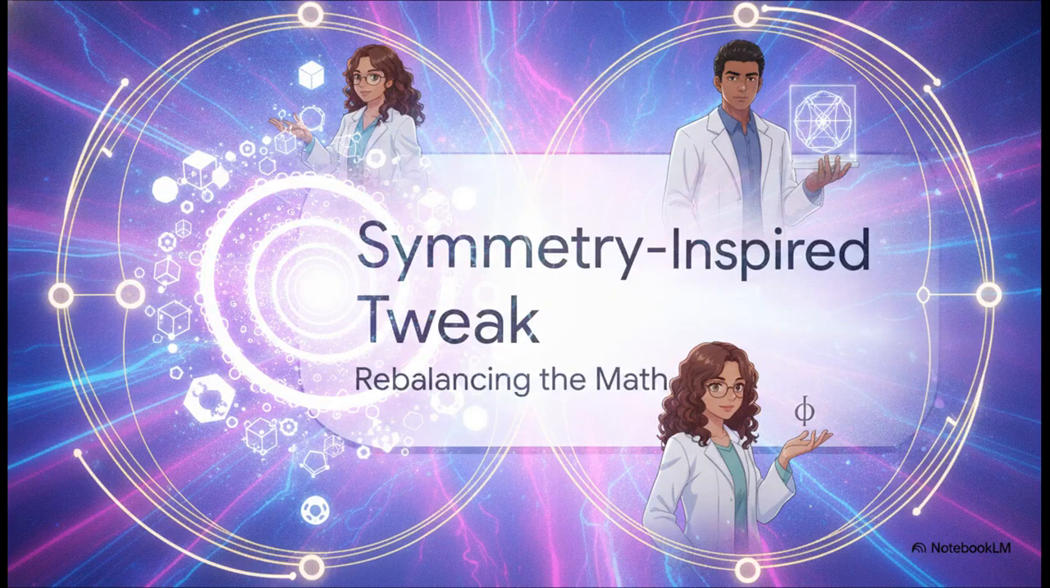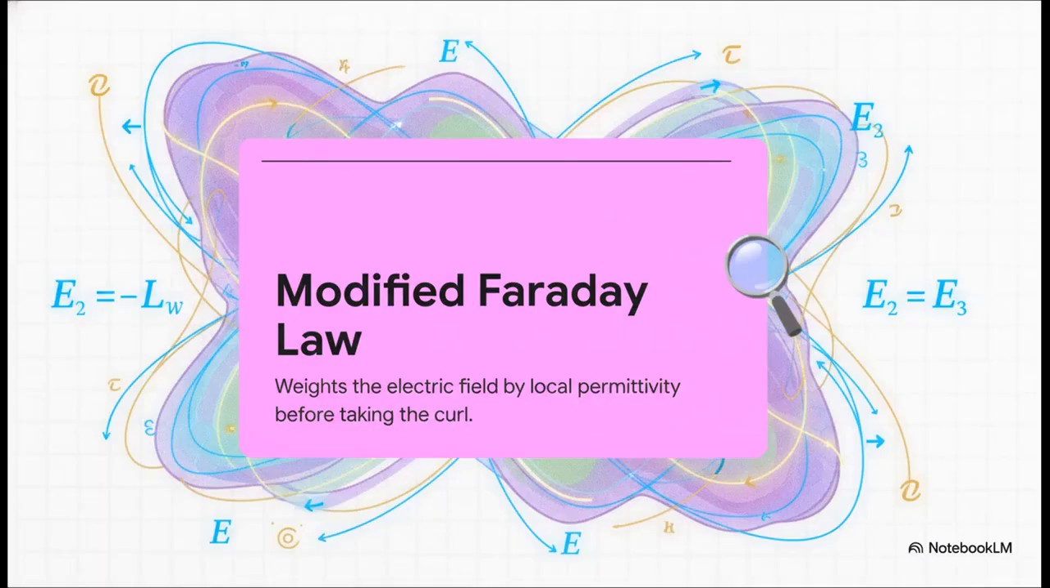Section 3. A symmetry-inspired tweak. Rebalancing the math. To make the math perfectly symmetrical, Dr. Rihan suggests this really elegant phenomenological adjustment. See, Ampere's law already includes environmental permittivity to account for displacement current. So Dr. Rihan says, why not explicitly include that same environmental permittivity factor on the induction side of Faraday's law too? You basically weight the electric field by epsilon before taking the curl. It creates this absolutely beautiful symmetry between electricity and magnetism when you look at it through the lens of the medium.